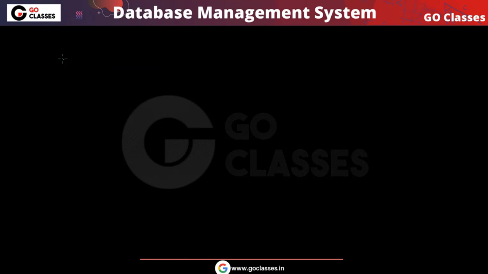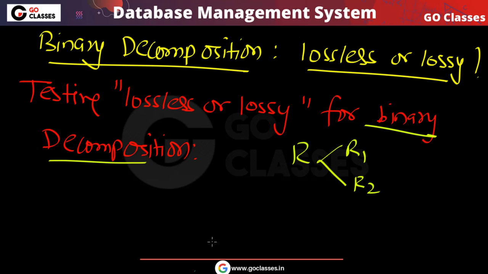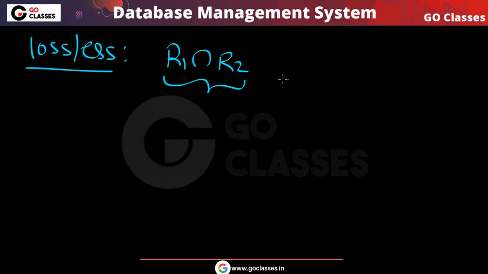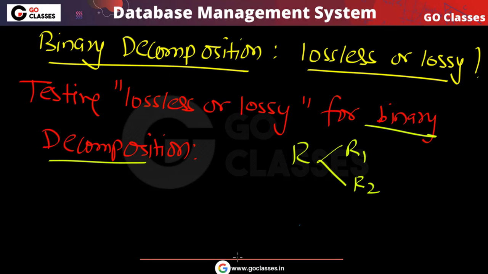I can say this binary decomposition will be lossless if the common attribute is a key. So basically, in these sub relations R1 R2, in this decomposition, the common set of attributes, R1 intersection R2, means the common part, this common part must be a super key in either R1 or in R2.